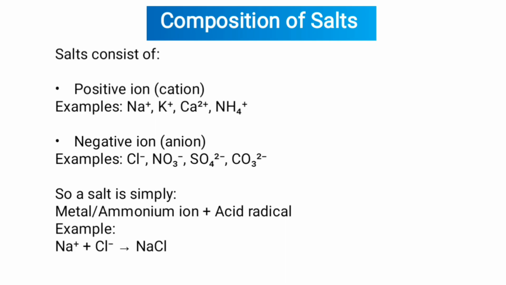Composition of salts. Dear student, salts consist of a positive ion, meaning cation, for example sodium positive, potassium positive, calcium 2 positive, NH4 positive. And a negative ion, meaning anion, for example Cl negative, NO3 negative, SO4 2 negative, CO3 2 negative. So a salt is simply a metal or ammonium ion plus an acid radical. Example: Na positive plus Cl negative gives NaCl.